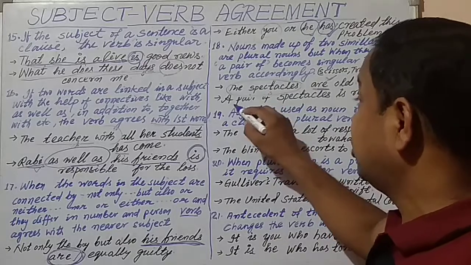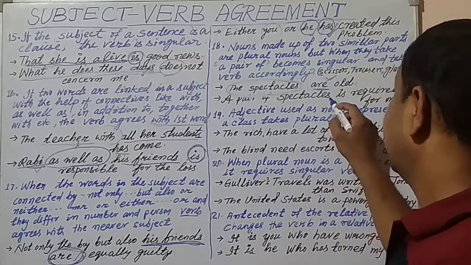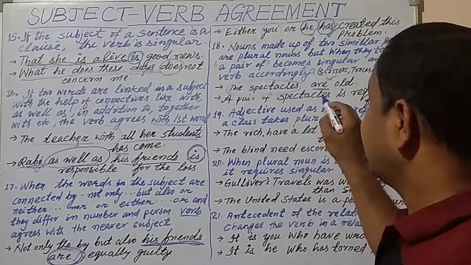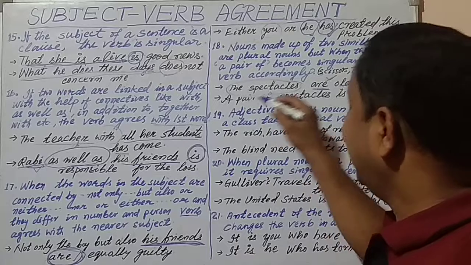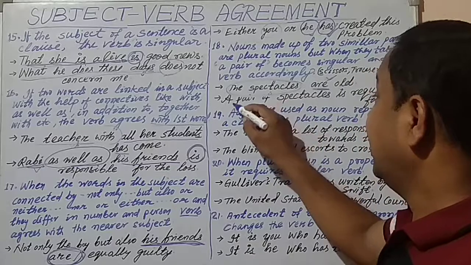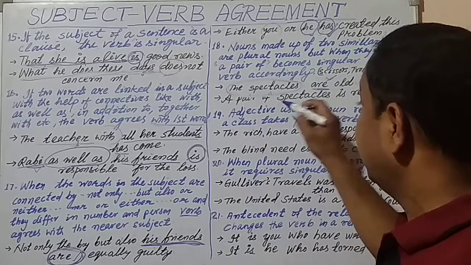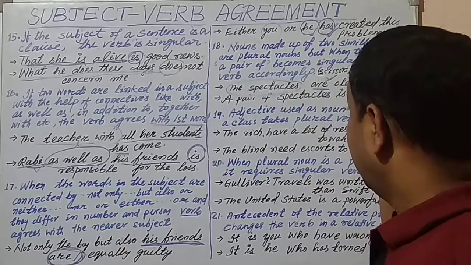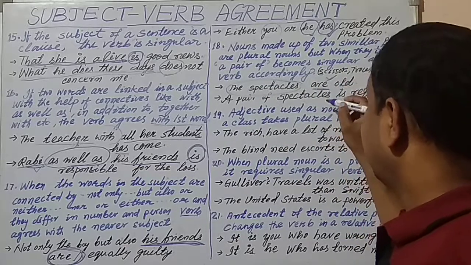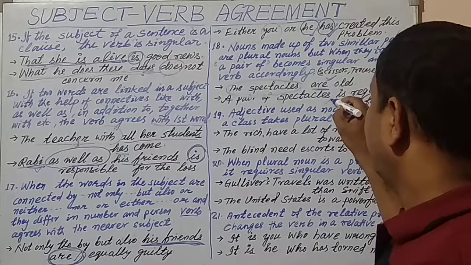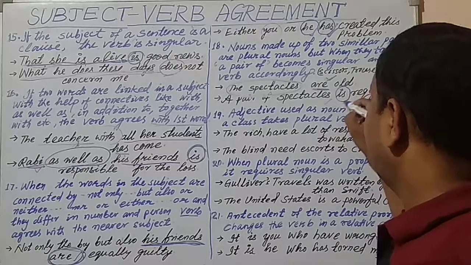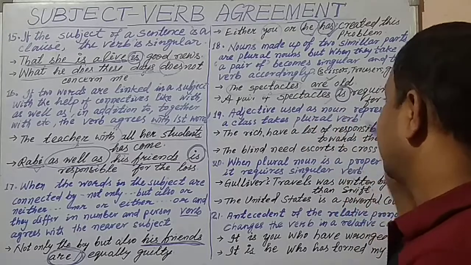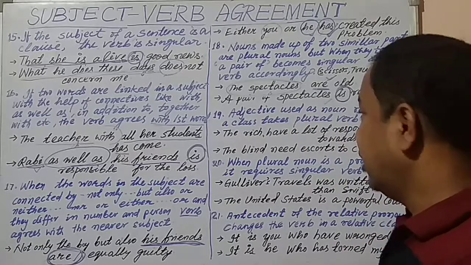In the second sentence you see, "A pair of spectacles is required for me." Here the spectacles is started with in addition a pair of. That means a pair of spectacles means the same thing, the spectacles. But here "a pair of spectacles" is written, so this will take the singular verb. A pair of spectacles is. A pair of spectacles, it is third person singular number.